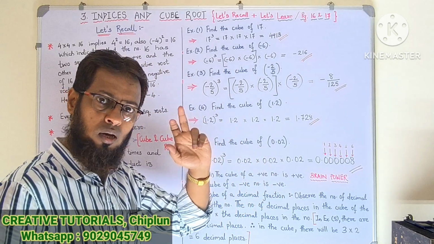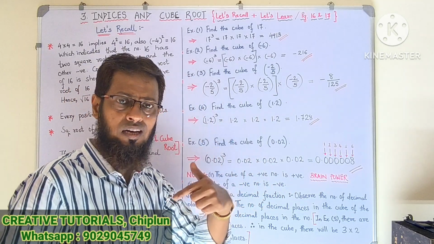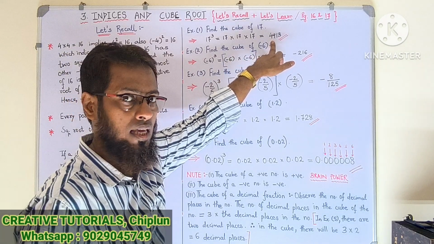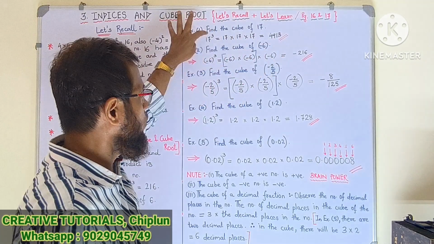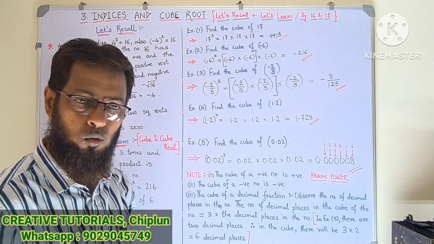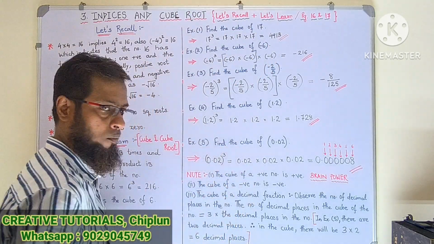So when we take the cube of a positive number, our answer, see, comes out positive. The answer has not come in minus, it has come in plus. That means the cube of a positive number is always positive. Okay, this is the first thing we learned from here.